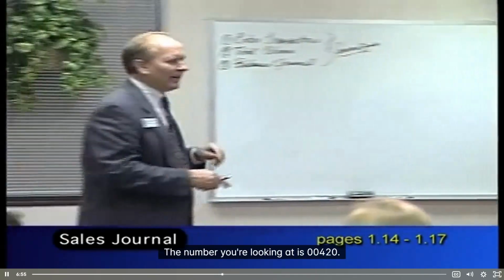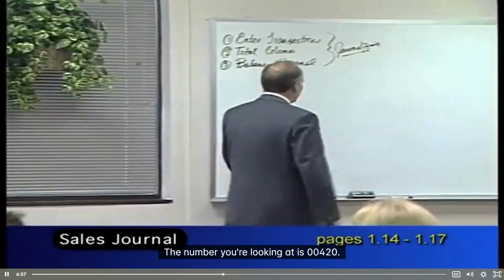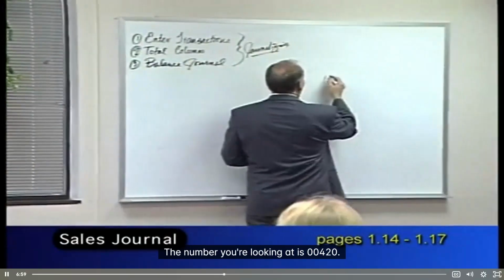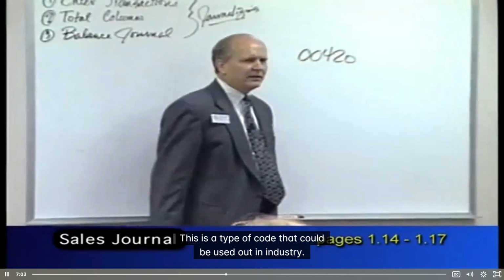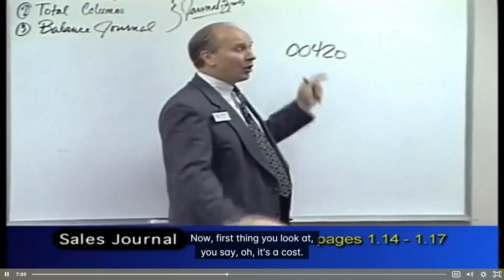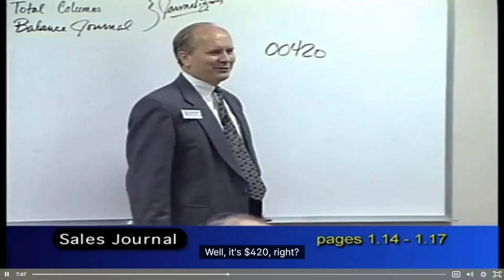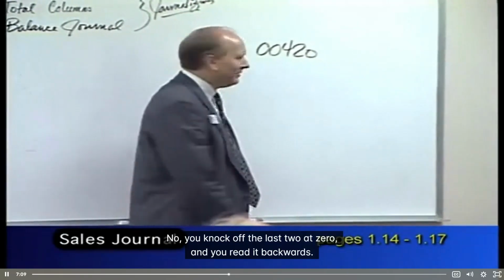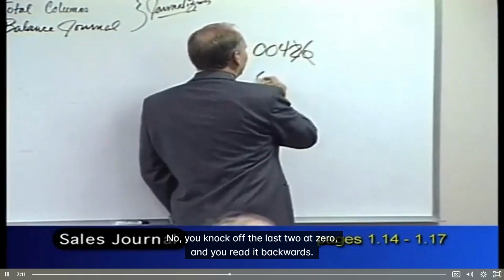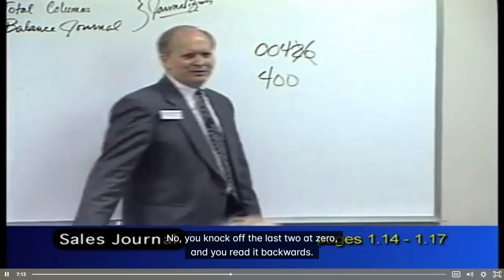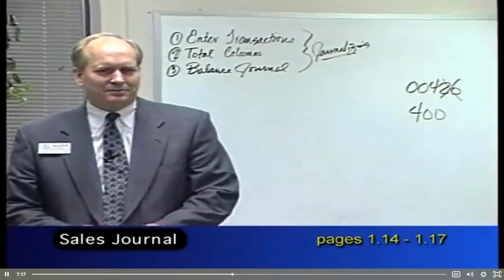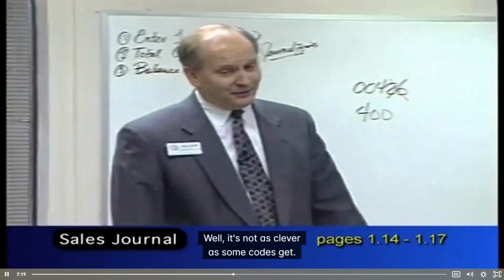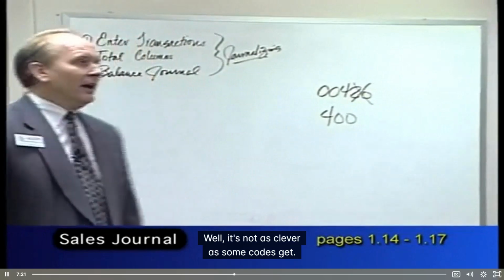The number you're looking at is 00420. This is a type of code that could be used out in industry. Now, first thing you look at, you say, oh, it's the cost. Well, it's $420, right? No. You knock off the last two zeros and you read it backwards. There's the cost right there. Okay? Well, it's not as clever as some codes get.